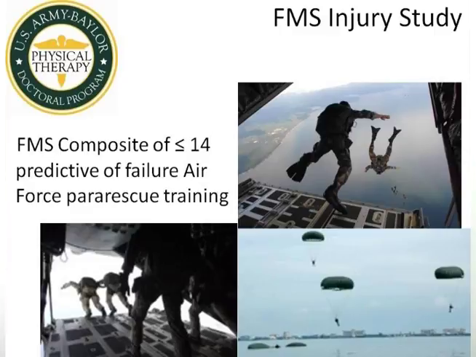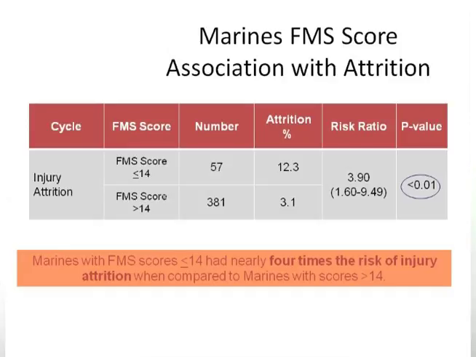Another study showed that a score of 14 or below is associated with predicting failure in those going through an Air Force pararescue training program, a similar high-level military type program. There is a large military study coming out soon, and I just have one slide on this. Over 900 subjects, again showing that if you score at or below the threshold of 14, you're more likely to fail the program due to injury. In this case, there was a fourfold chance of failing the program due to injury if you were below the cut score.